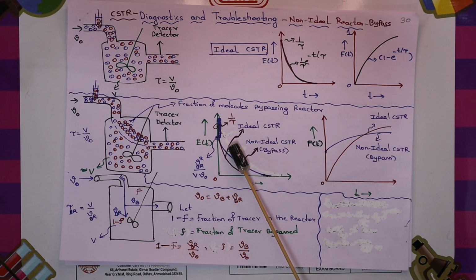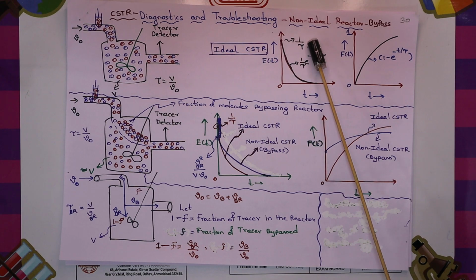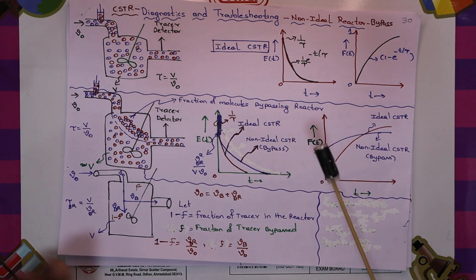You can see I have drawn the two curves here, one the blue curve and one the red curve. The red curve indicates the ideal CSTR curve, which starts at 1 by tau, because we already know that the ideal CSTR curve should start at 1 by tau.